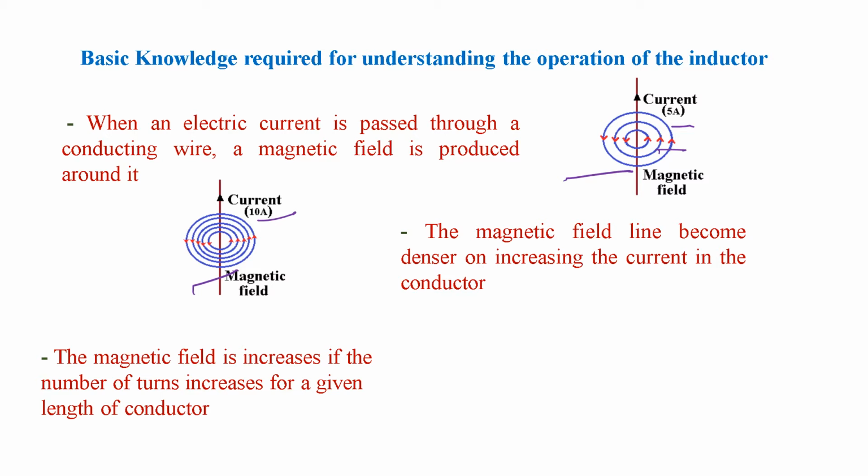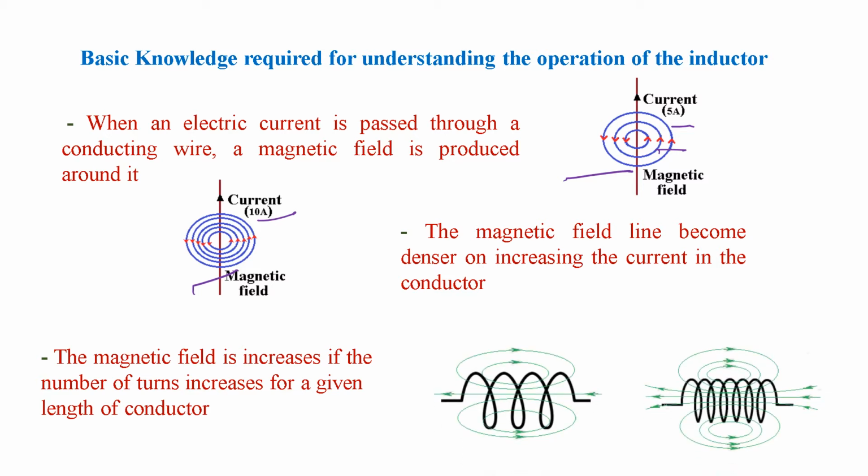Now we come to the next basic theory, that magnetic field increases if the number of turns increases for a given length of conductor. That's why the inductor is basically represented in the form of a coil or solenoid, because if we increase the number of turns, the magnetic field lines become much more denser. Here you see the number of turns is 3, and here the number of turns is 6. So here the magnetic field lines become more denser compared to this.